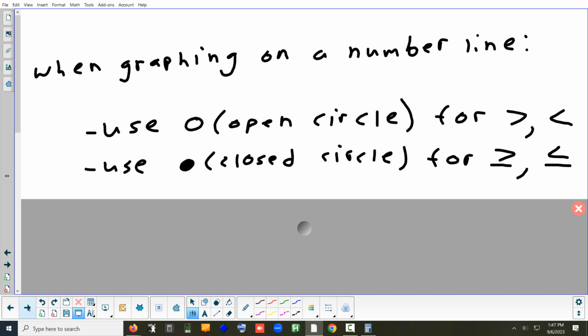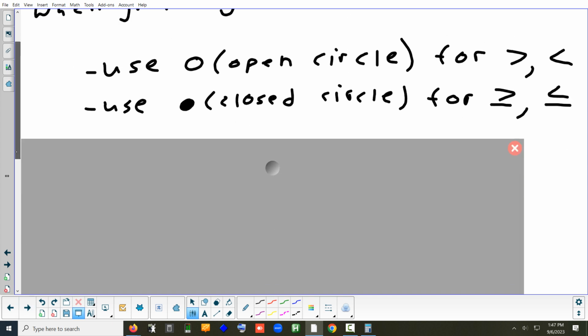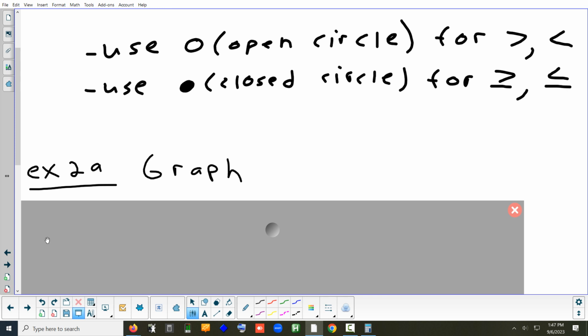Once we draw a circle, then we have to do one more thing on the number line. Does anyone remember what the last step is after you draw a circle? Yeah? You'd like to make an arrow? Yeah, a lot of times it's an arrow going one way or the other. Which way depends on what symbol you use. All right, let's try an example.